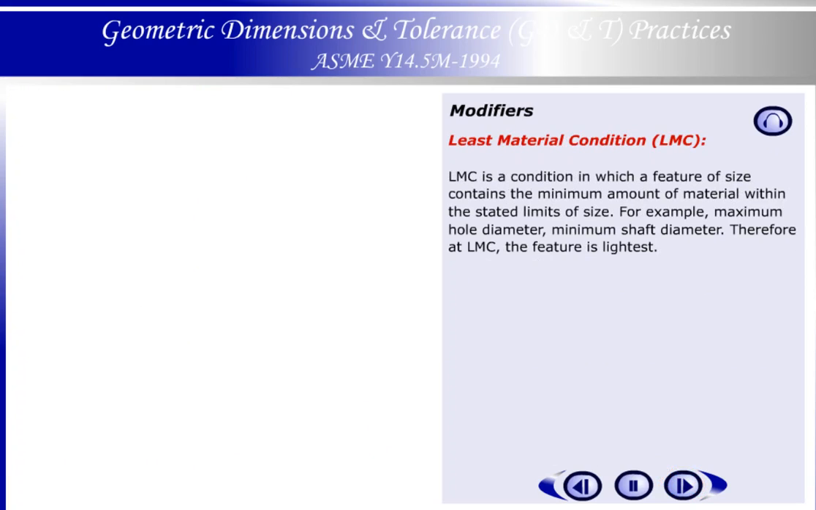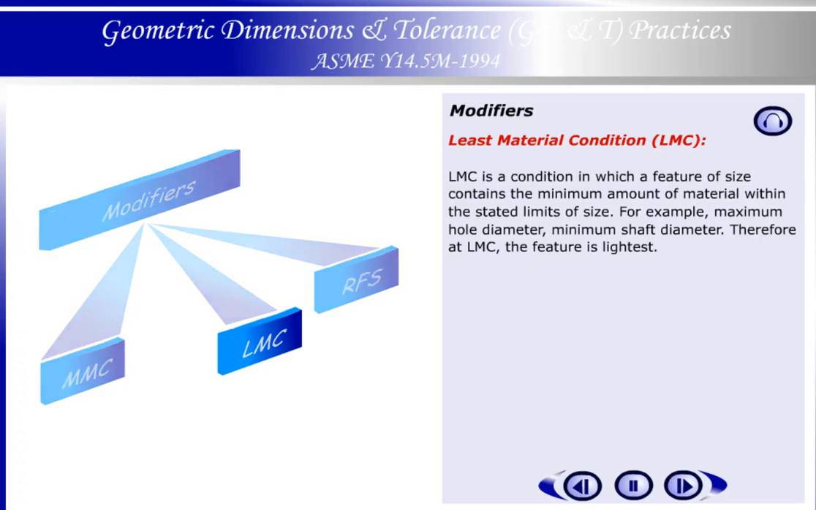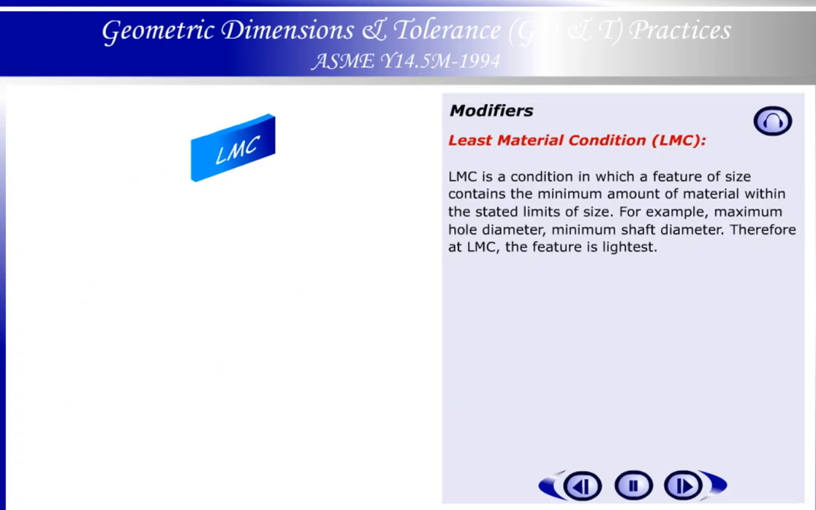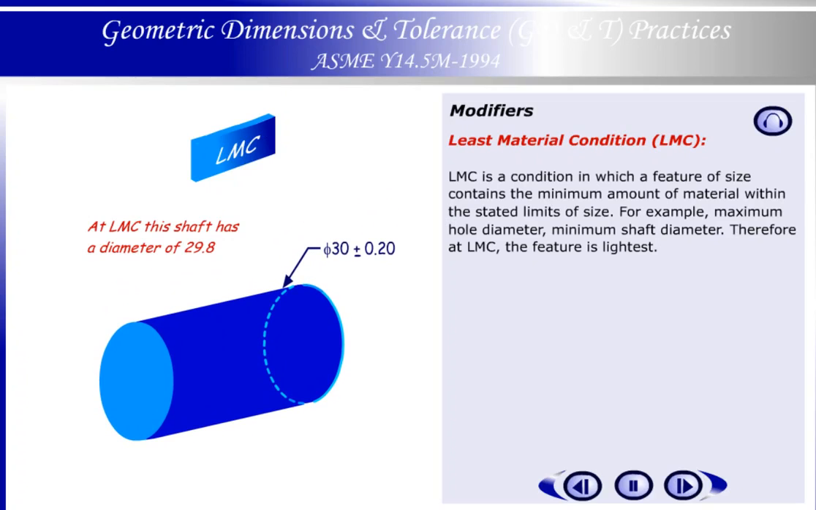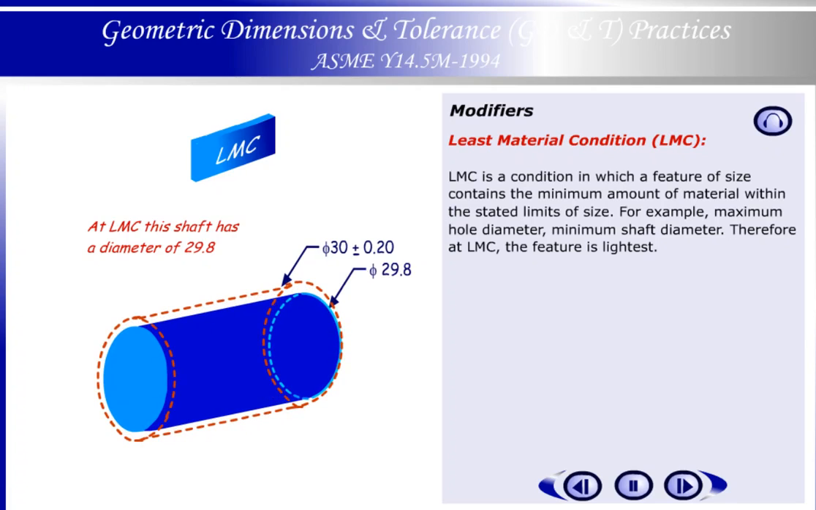Least material condition, LMC. LMC is a condition in which a feature of size contains the minimum amount of material within the stated limits of size. For example, maximum hole diameter, minimum shaft diameter. Therefore, at LMC, the feature is lightest.